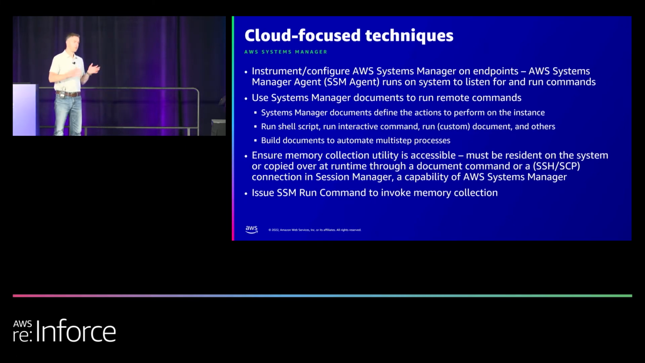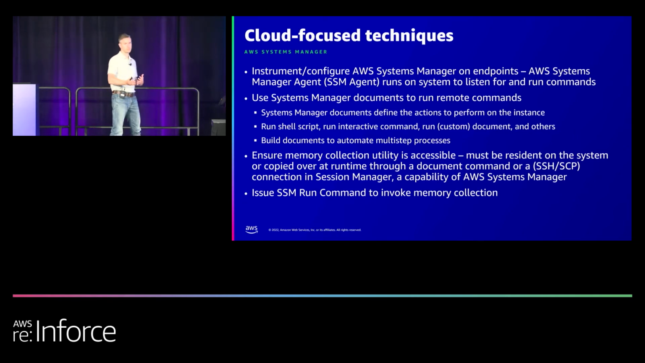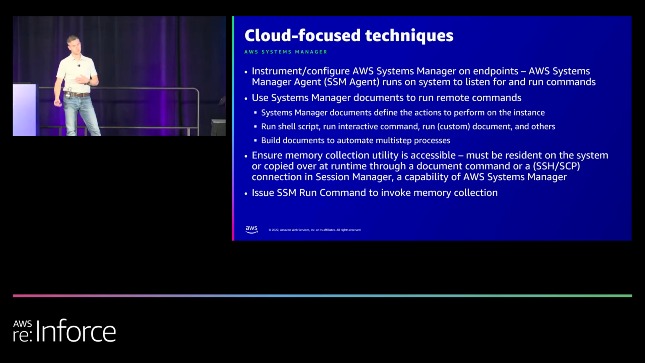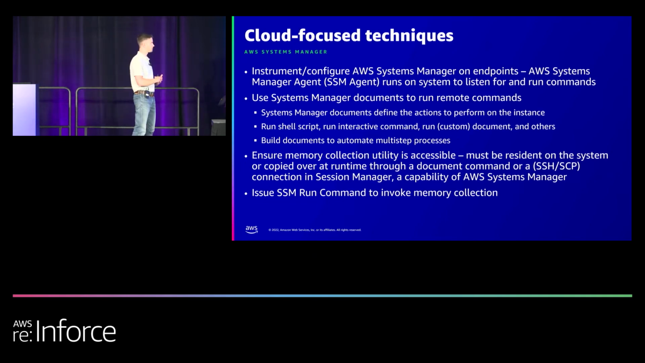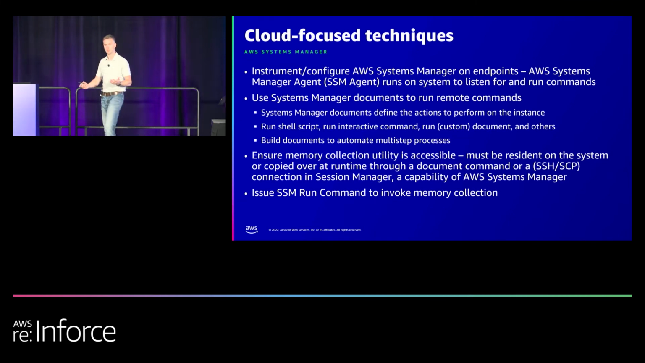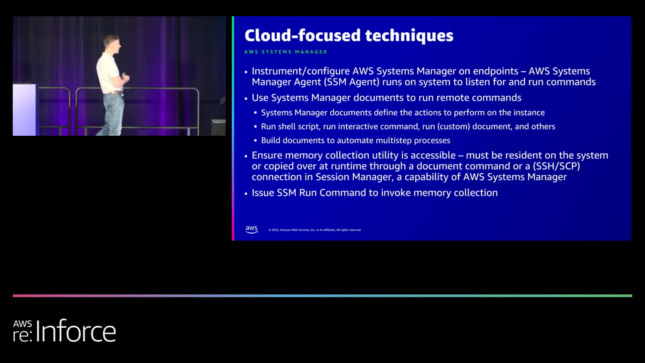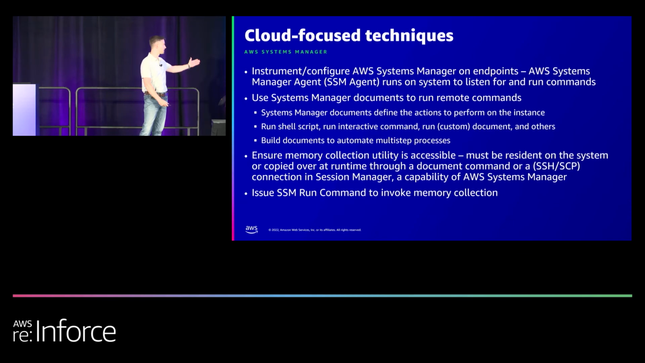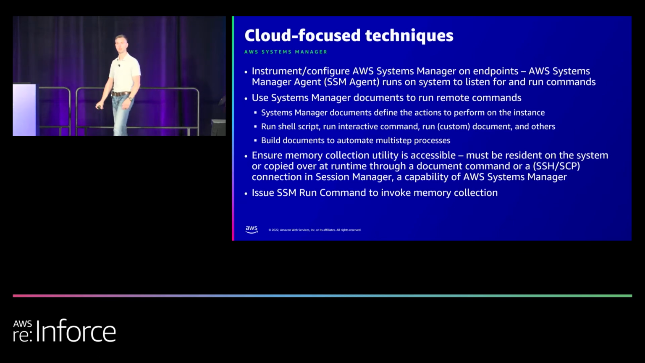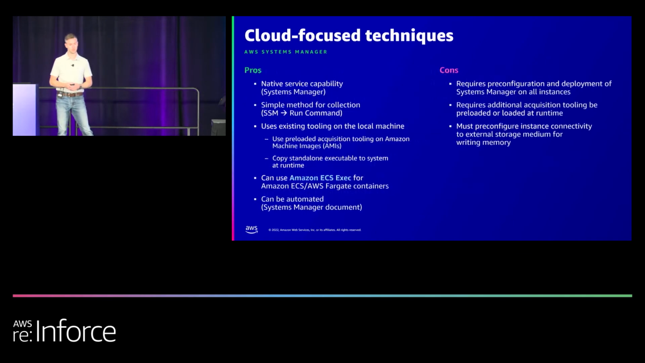So if we're leveraging SSM, we need to make sure that this memory collection utility is available if we want this document to run this collection utility at runtime. So it's either, again, got to be resident on the system, it's got to be copied over at runtime, or it has to be available somewhere for us to acquire it and run it on the system. Perhaps we can run it from some external target, but it has to be accessible to SSM for it to run the document and do it. And so through SSM, AWS Systems Manager, and through an agent, we can issue sometimes just an SSM run command and we invoke the memory collection. It's really quite an effective way to do this, right?